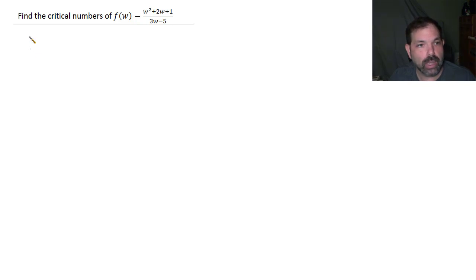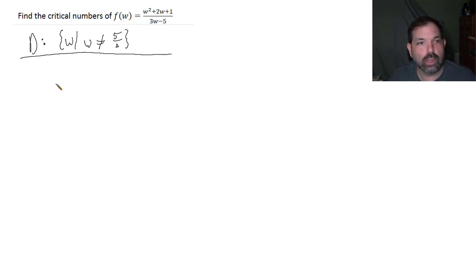So for our domain, we should probably write something like the set of numbers w such that w is not equal to 5/3. So what that tells me is 5/3 cannot be a critical number of f. 5/3 cannot be critical because it is not in the domain of the function. All right, let's calculate the derivative.